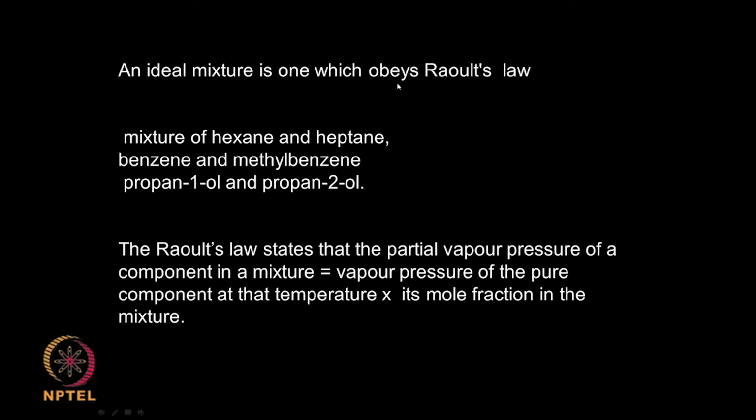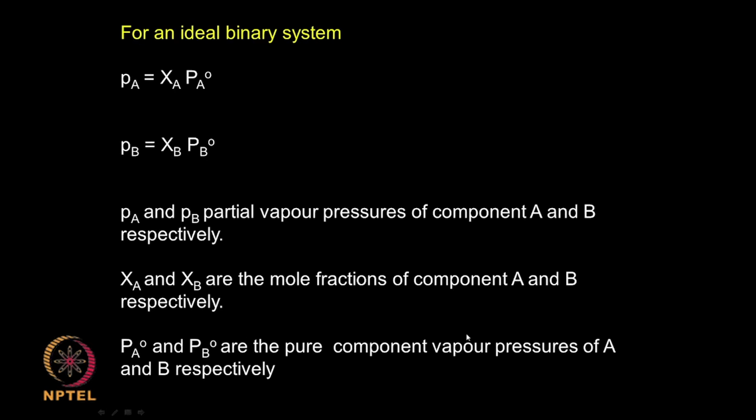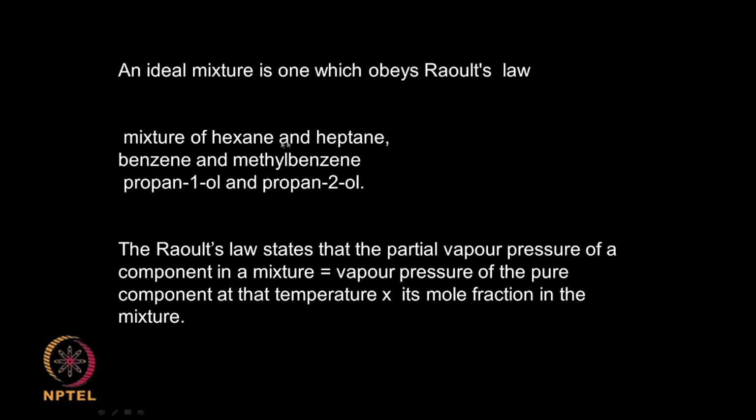So, an ideal mixture is one which obeys Raoult's law. In distillation there is Raoult's law, just like Henry's law in absorption. Okay. Raoult's law states that the partial vapor pressure of a component in a mixture is equal to the vapor pressure of the pure component at that temperature multiplied by its mole fraction in the mixture. Okay. We will come to that. So, mixtures of hexane and heptane, benzene and methyl benzene, propan-1-ol and propan-2-ol, they are all called ideal and they obey Raoult's law.